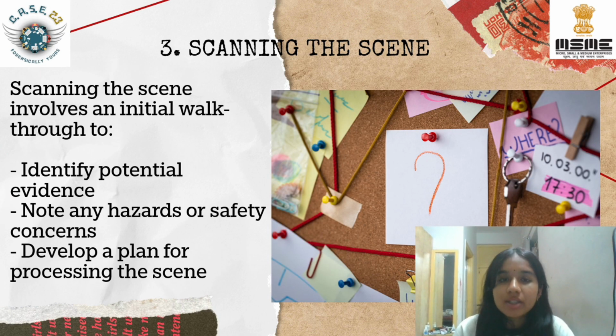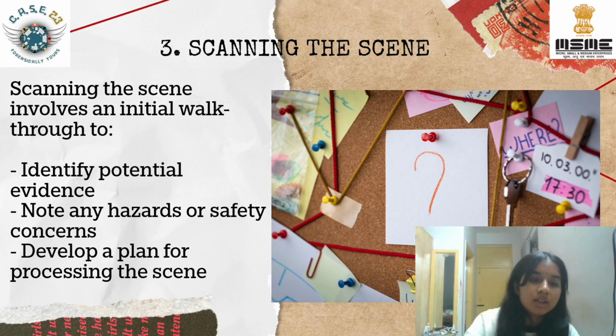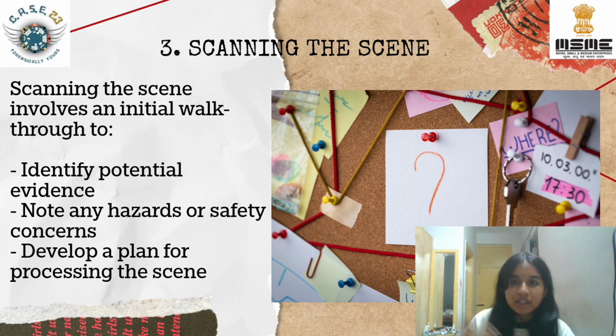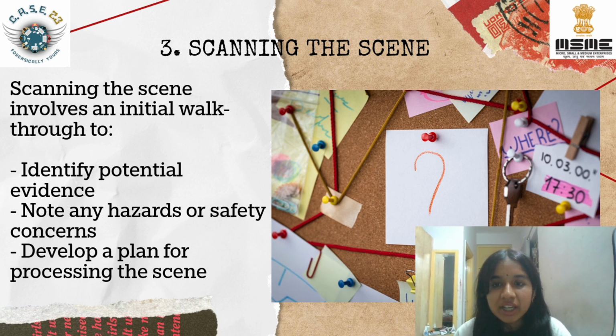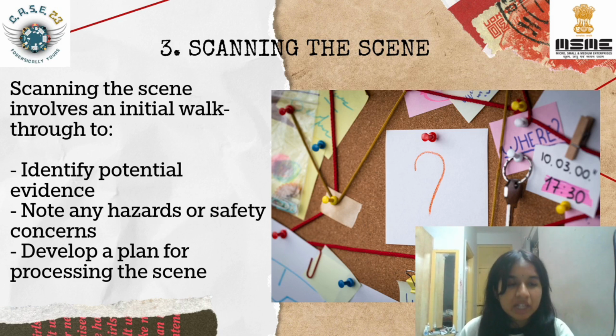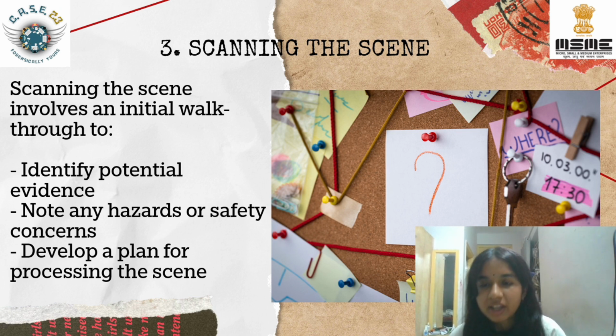The third S stands for scanning the crime scene. This again is an important step. Every step has equal importance. This step talks about the initial walkthrough of the investigator or the first responding officer in the crime scene. He or she would first take a walk around the crime scene to analyze and interpret what the potential areas are where evidence could be found, which involves identifying potential evidence and noting any hazardous or safety concerns.